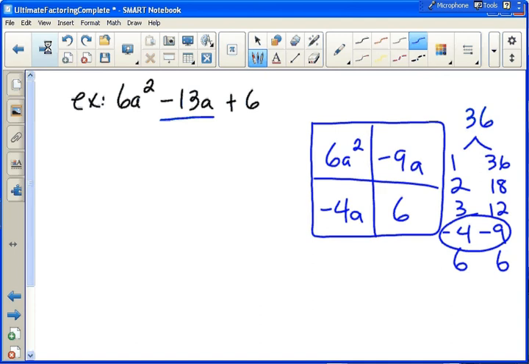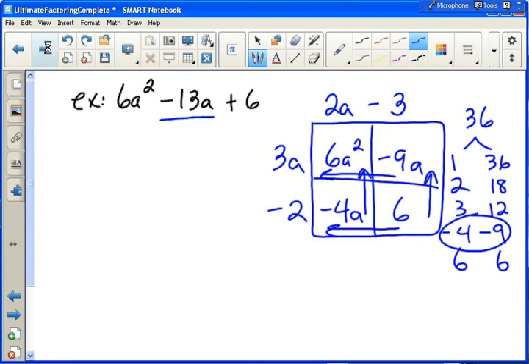Moving up here, 6a squared and negative 4a have both 2 and a in common. 6 and negative 9a have a 3 in common, and since it's touching the negative 9, it's negative. 6a squared and negative 9a have a 3 and an a in common. 6 and negative 4a have a 2 in common, and since it's touching the negative 4, it's negative. So our final answer will be 2a minus 3 times 3a minus 2.